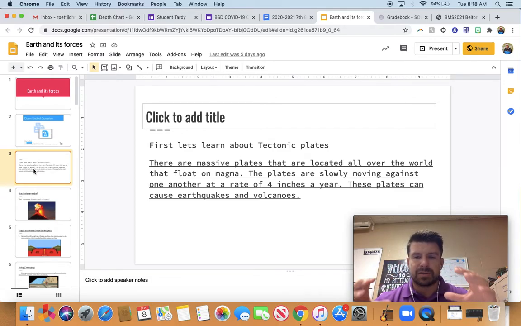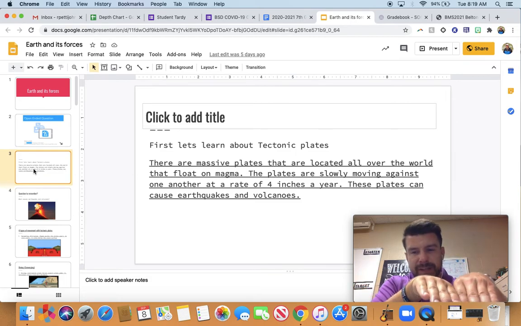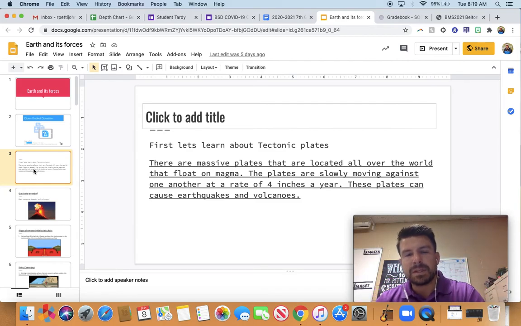The plates are slowly moving against one another. Sometimes they're sliding against each other, sometimes they're bumping into each other. They are moving, though. It depends on how fast they're moving. They typically move at a rate of about 4 inches a year. Because these plates are so large and massive, when they do move or collide, they can cause earthquakes and volcanoes. They'll eventually cause mountains to be formed, and this affects the geography around us.